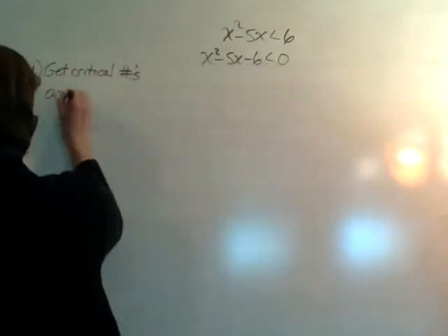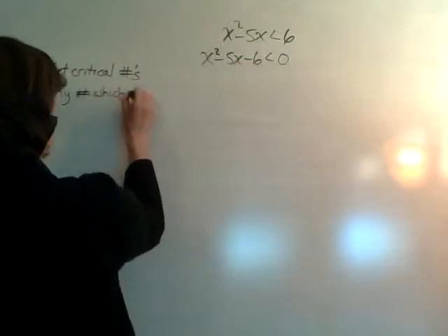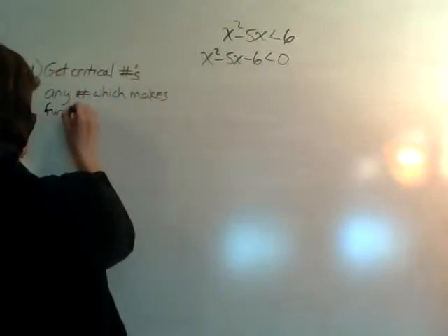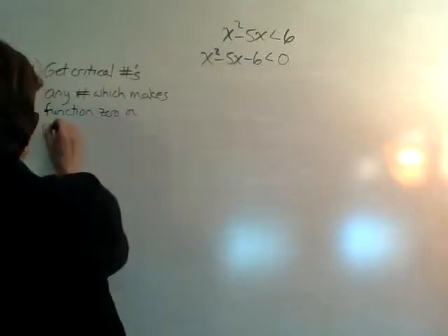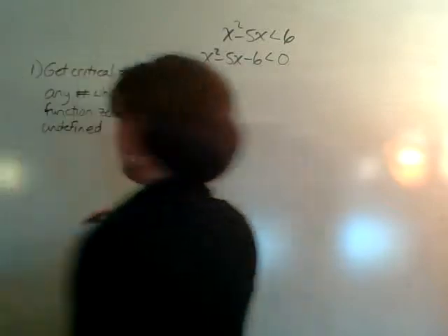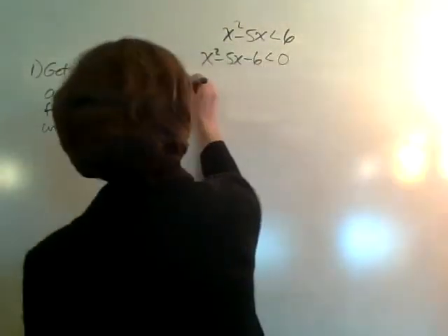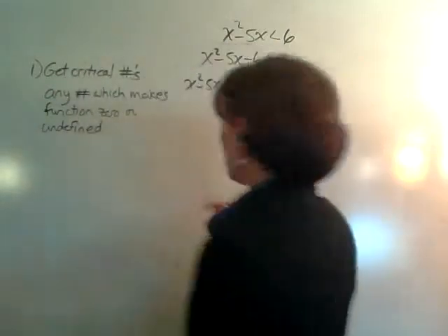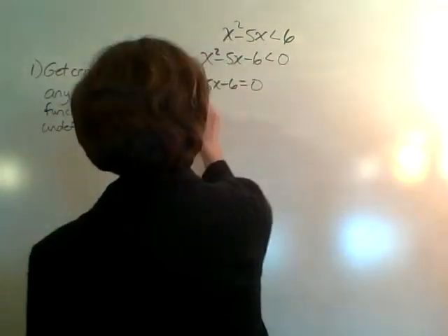So any number which makes the function 0 or undefined. Well, a polynomial can't be undefined, but it can be 0. And in order to find out what makes x squared minus 5x minus 6 equal 0, I'm going to factor it. Of course, if it doesn't factor, you can use the quadratic formula. But this one factors.